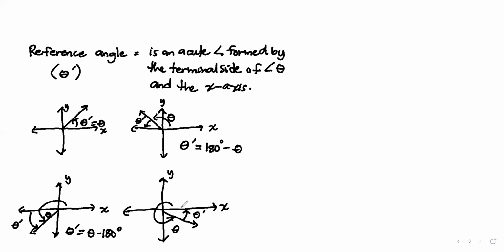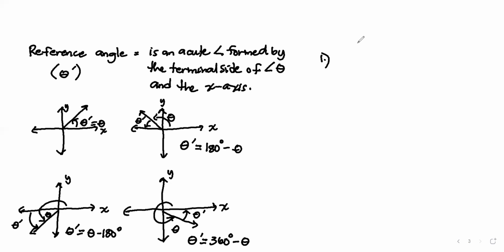Next, if the theta falls in the fourth quadrant, to find the reference angle, it's 360 degrees minus the theta. This is the terminal side of this angle, and this is the x-axis. So this is the reference angle. So let's have an example.